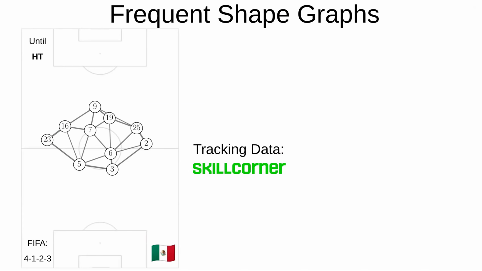For example, for Mexico, until halftime, we see this structure where the players are located in their average locations, and the edges are the common edges from the shape graph that are present in more than 1/3 of the frames. So I think this picture is more or less what we all felt when Mexico was really pushing high up on the pitch, putting a lot of players on the front line.